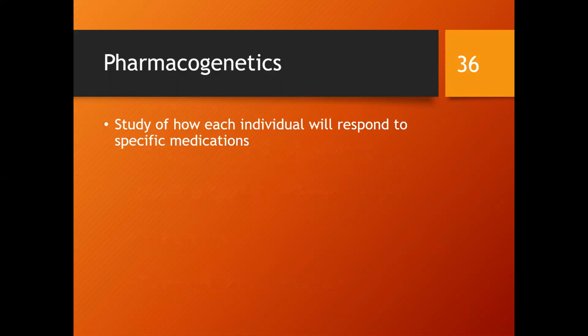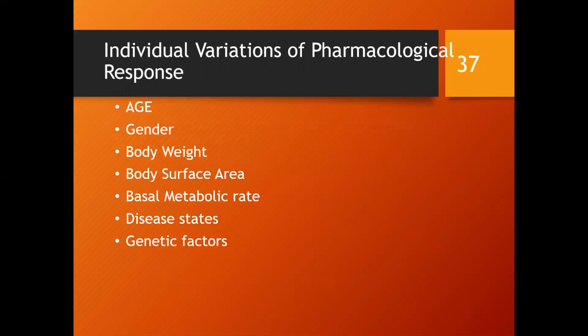Pharmacogenetics. This is a study of how each individual responds to specific medications. Each of us has a different genetic makeup, and this may play a role in how our body reacts to medications. Again, none of us is the same. Individual variations of pharmacological response may play a role in how the body responds to medications.